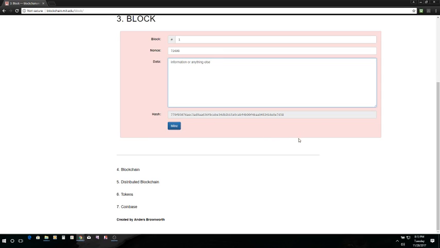So people ask the question all the time, what is mining? What is the function of mining? The function of mining here is to put the hash in a particular format. In this particular case, the web interface that's been set up by Anders Brownworth is giving you a header of 4 zeros. So it's going to keep the data field and the block constant, and it's going to calculate a nonce such that the hash has 4 zeros in the header.